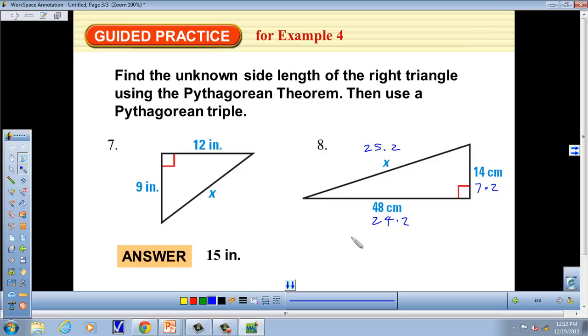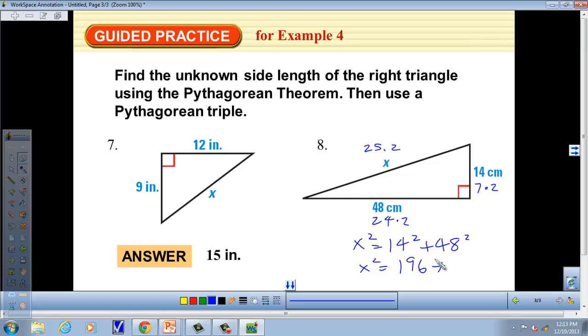Then what we'd do is we'd say x squared is equal to 14 squared plus 48 squared, and x squared is equal to 14 squared, which is, I believe, 289, but I'll type it in. Oh, sorry, completely wrong, 196. And then 48 squared is 2,304.